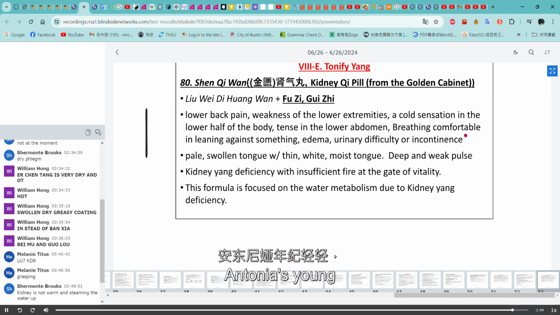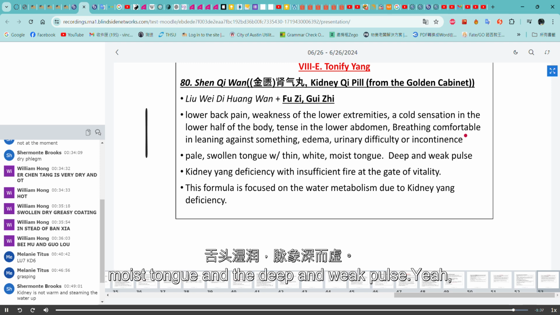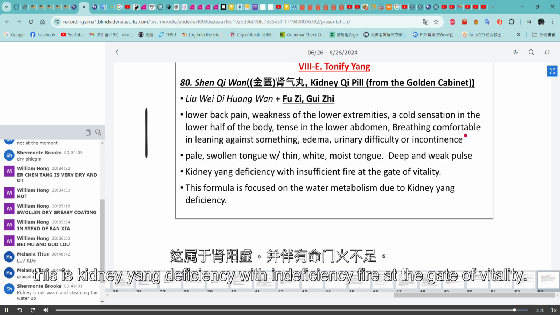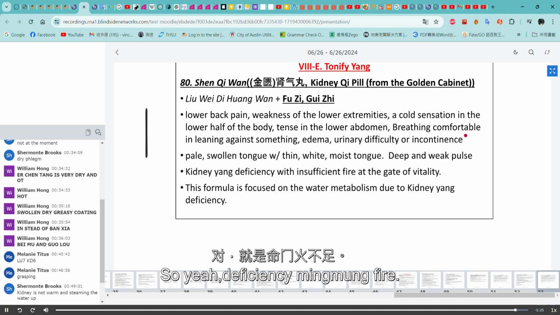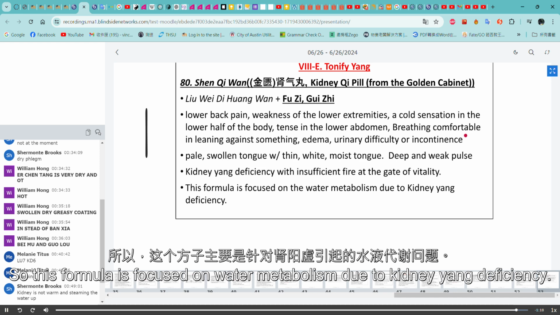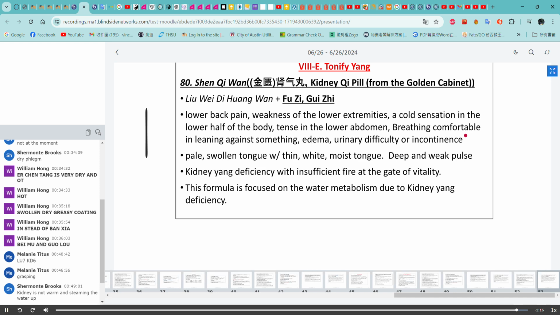And the tongue is pale and swollen with a thin white, moist coating, and the pulse is deep and weak. A weak pulse already indicates a deep pulse. So this is kidney yang deficiency with deficiency of the Mingmen fire, the fire at the gate of vitality.